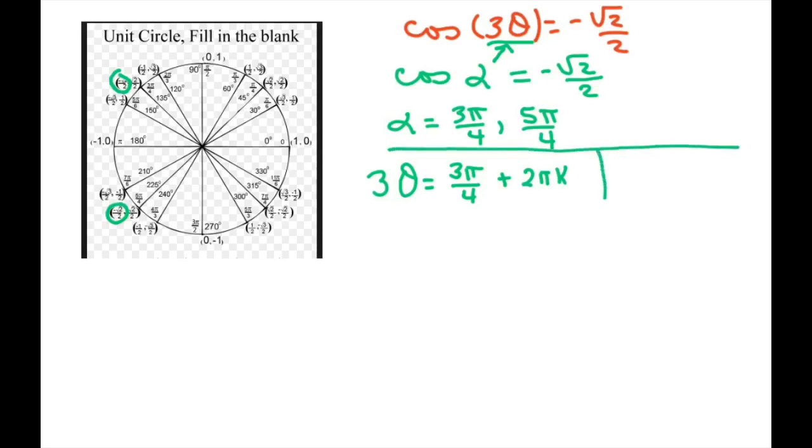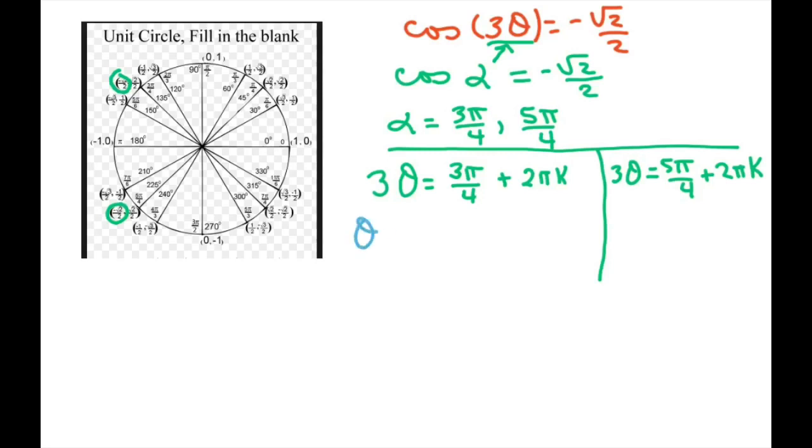And then for this one, I'm going to do the same thing. 3 theta equals 5 pi over 4 plus your period of cosine, which is 2 pi, and k is the number of times you're going to keep adding 2 pi. Now let's solve for theta.